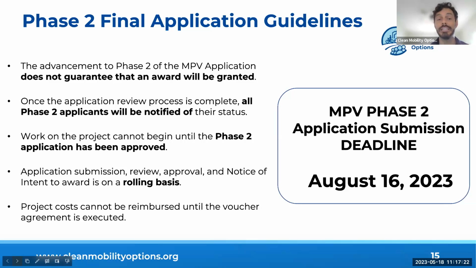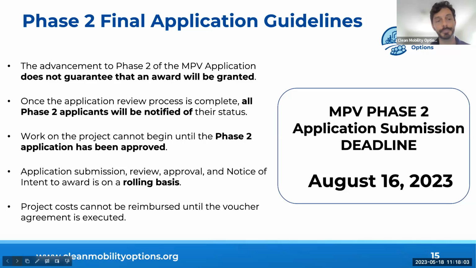While reaching Phase 2 is a significant milestone, it's important to understand it doesn't guarantee receiving an award. The final applications will undergo a thorough review process to determine all requirements have been fulfilled. After the final review process is complete, you will receive a notification of your application status. It's crucial to await approval before initiating any project work. Additionally, it's worth noting that the application submission and review process operates on a rolling basis. This means that the applications will proceed and be reviewed as they are received, allowing for a timely and efficient review process.